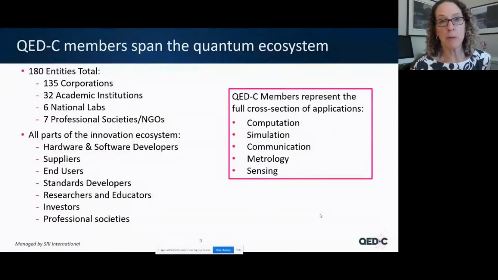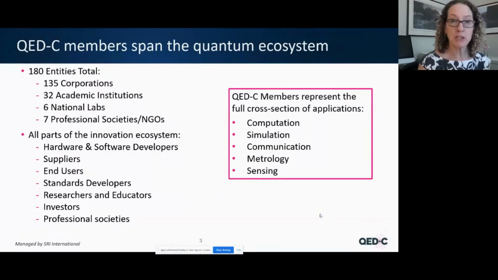So the Quantum Economic Development Consortium today comprises 180 organizations, and over 130 are U.S. corporations. So right now we're working within the U.S., but during 2020 we expect to open it up beyond just U.S. organizations. So we've got companies, and we've got over 30 universities that are participating. We have some of the U.S. national laboratories involved, and also other organizations, professional societies, and so on that are part of that ecosystem that I showed at the beginning.